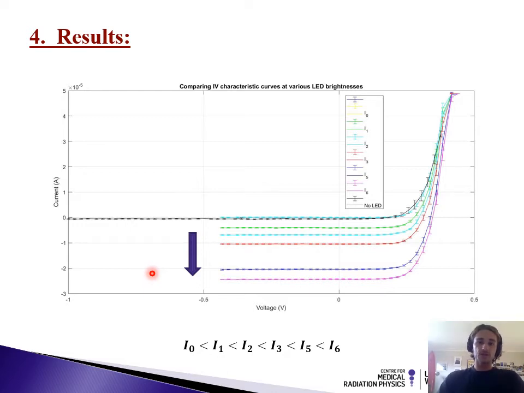Additionally, we can also see that when there is no LED present, i.e. this black line, there's still a tiny amount of current in the circuit within the reverse bias region. This is known as the dark current. This means that there is an element of noise during the subsequent measurements. Part A could be improved by repeating the experiment in a dark room to reduce the effect of unwanted light, which may in fact change throughout the duration of the experiment.